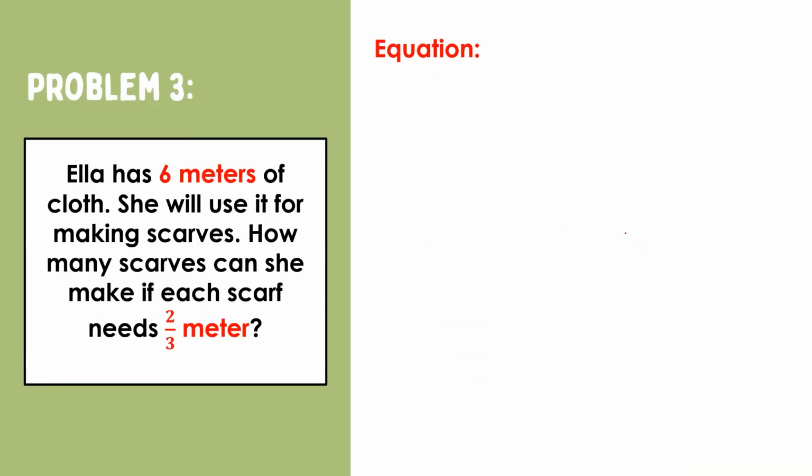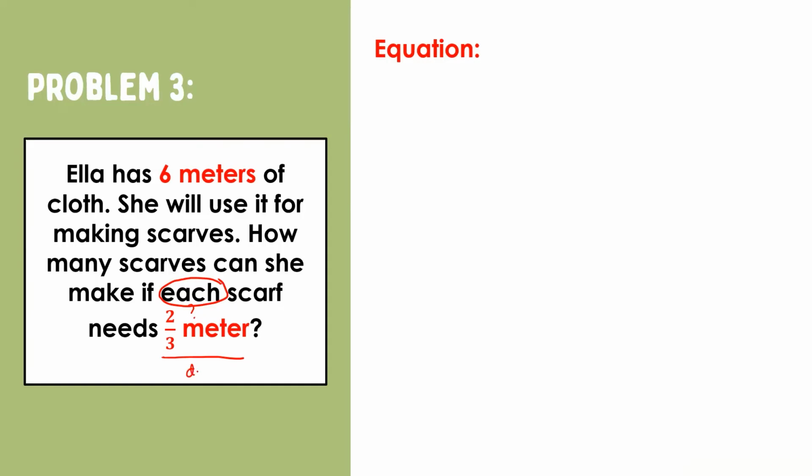Moving on to our third example, we have: Ella has 6 meters of cloth. She will use it for making scarves. How many scarves can she make if each scarf needs 2/3 meter? In this problem, we need to find how many 2/3 are in 6 meters. So, we need to do division. Earlier, we learned about the keywords every and from. The keyword every helps us identify the divisor. This is the same as the word each.